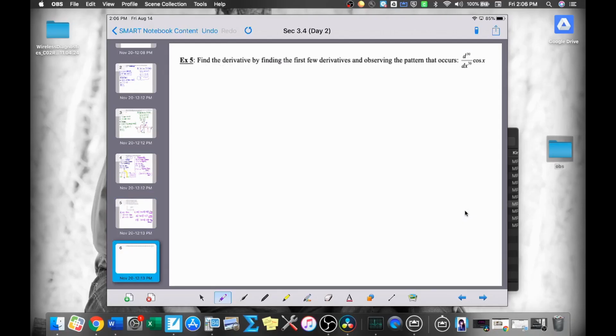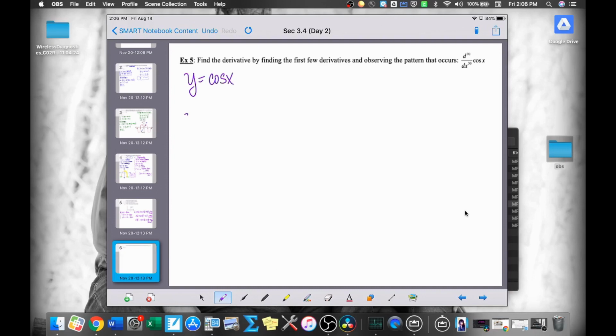Our final example, example 5, says to find the derivative by finding the first few derivatives and observing the pattern that occurs. So they want us to find the 30th derivative of cosine x, but they don't actually want us to do the derivative 30 times. Instead, they're suggesting that there's going to be a pattern that's going to occur, and we're supposed to discover what that pattern is. So we are beginning with the function y equals cosine x.